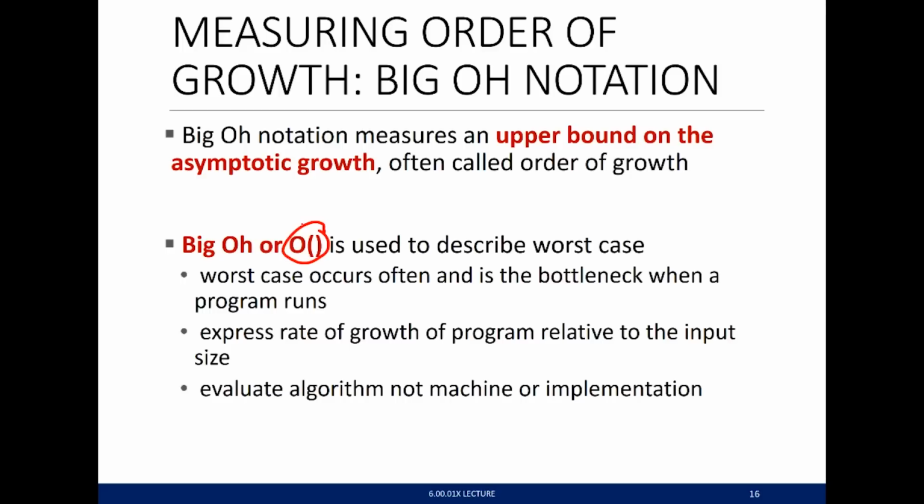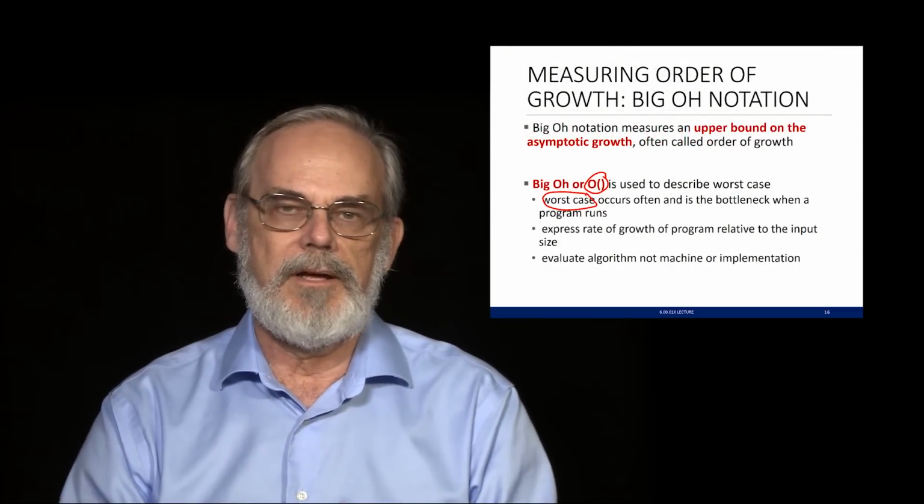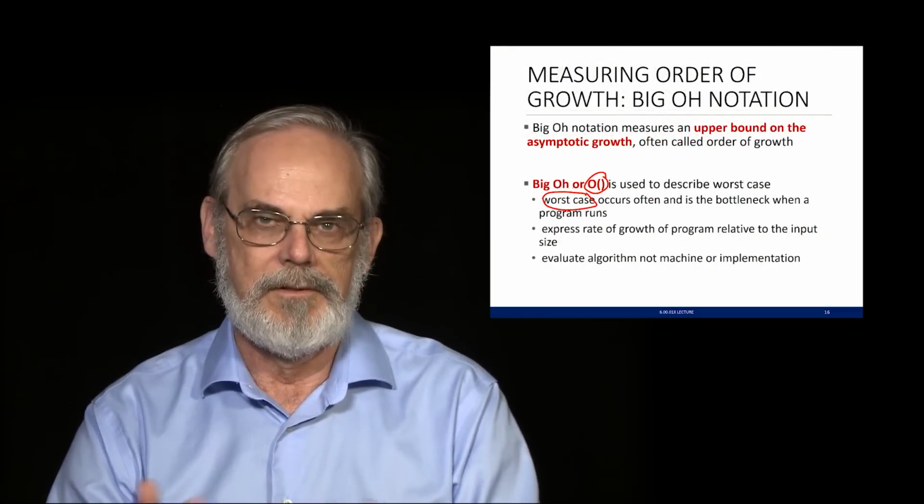Big O notation is going to describe the worst case, as we've already said. And that's because the worst case can occur often, and it's usually the bottleneck when a program runs. So I'm going to talk about what's the worst case behavior when I put that upper bound on it. And I want to express the rate of growth of a program, as I said earlier, relative to the input size. Finally, rather than using timing, I'm going to do this by evaluating the algorithm, not the machine or the particular implementation inside of it. And so big O notation is going to be our way of describing the asymptotic behavior of algorithms.